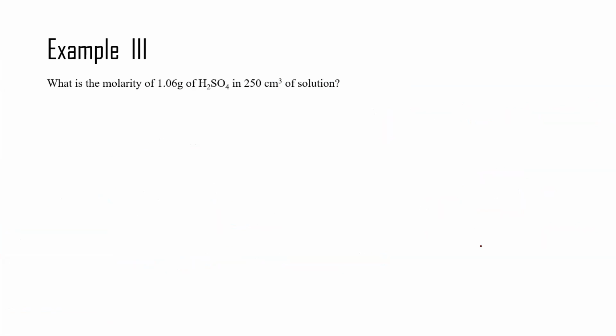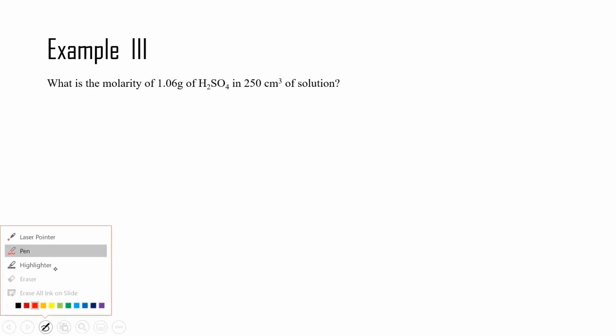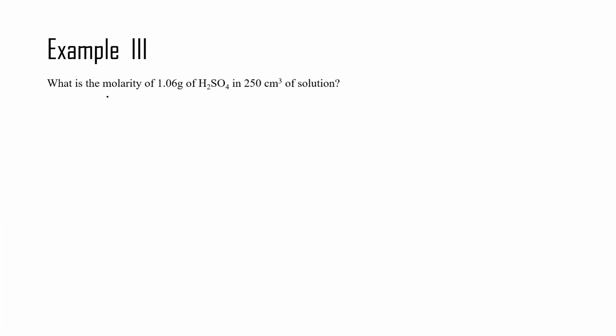In example 3, we have: what is the molarity of 1.06 grams of H2SO4 in 250 centimeters cubed of solution. Here we have something slightly different, as we need to find the concentration, but we have the mass. And for concentration, we know that we need to use the moles. So A is going to be similar, find moles, but this time B will be find concentration.